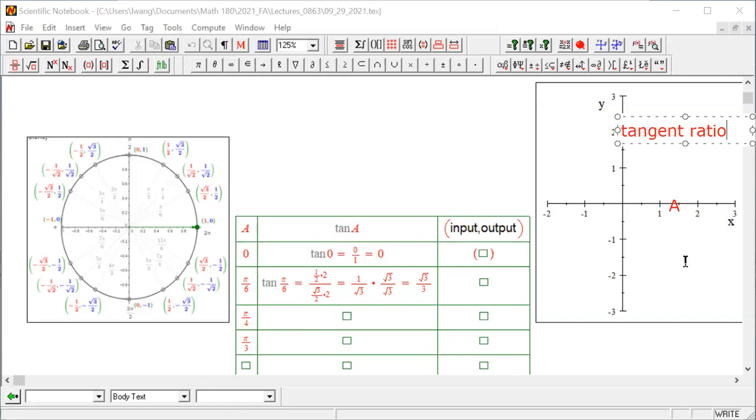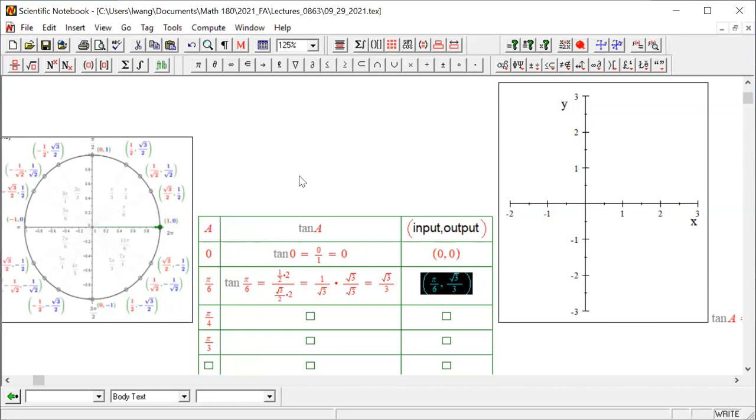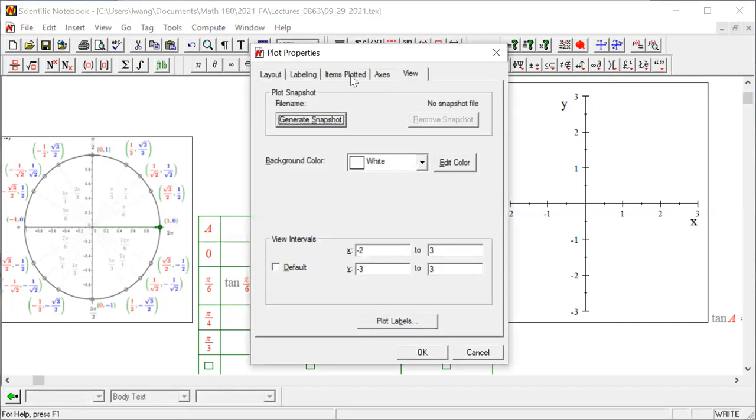Okay? All right. So now we got 0, 0, and we're going to plot the points. The next point is going to be pi over 6 as the input. And now I want you guys to set up your rectangular system and put these 2 points on the graph. We're going to do more points for sure.